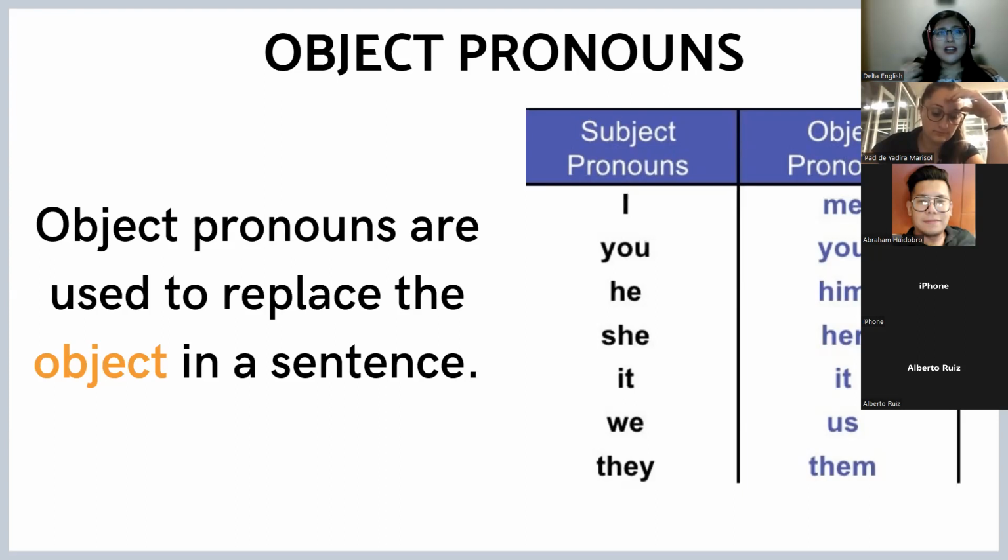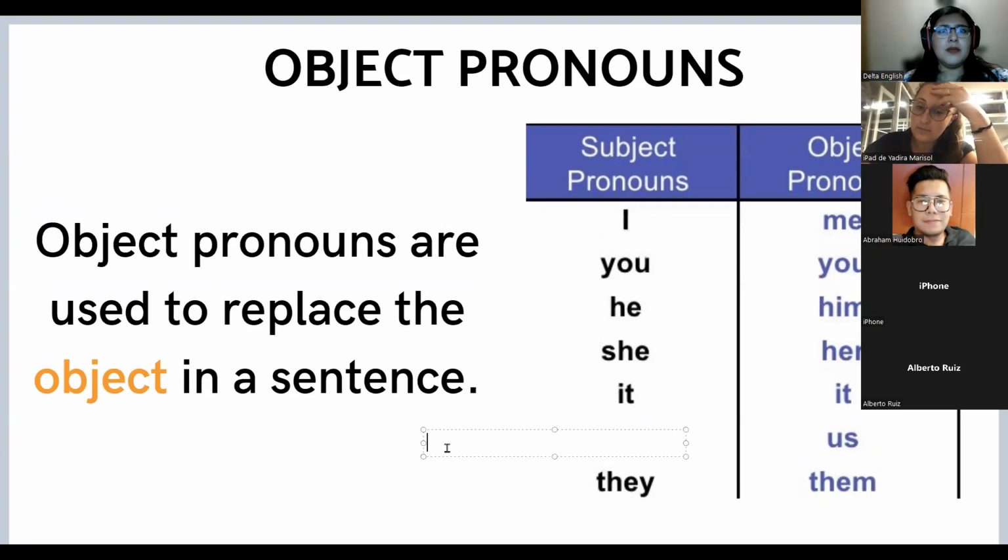Pero ¿qué pasa si ahora yo recibo la acción? Entonces ya no voy a usar I, voy a usar me. For example, my brother, well, my dog. A dog bit me. Un perro me mordió. Un perro me mordió a mí.